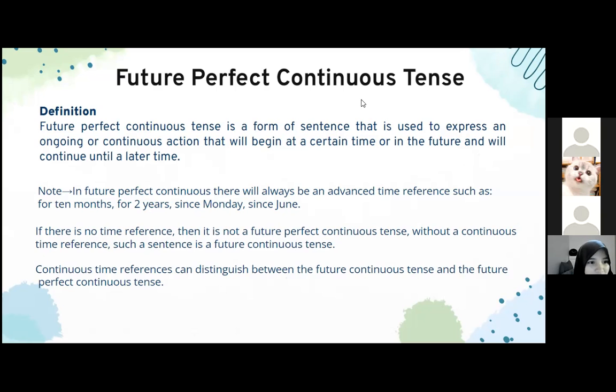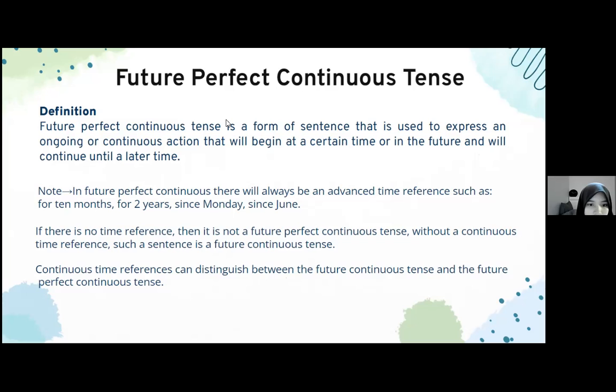Okay, next, future perfect continuous tense. Definition of future perfect continuous tense is a form of sentence that is used to express an ongoing or continuous action that will begin at a certain time or the future and will continue until a later time. Note, in future perfect continuous, there will always be an advanced time reference such as for 10 months, for 2 years, since Monday, since June.